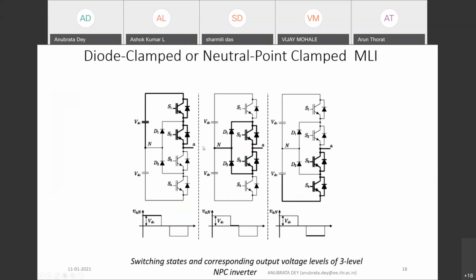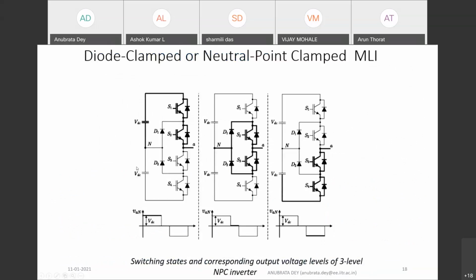Basically these are bidirectional switches, so it does not depend on the direction of the current. Any direction of the current path will be provided either through the switch or through the anti-parallel diodes, which are inherent in the IGBT switches. So these are the conventional technique, but of course, the problem comes with the balancing of these capacitors.